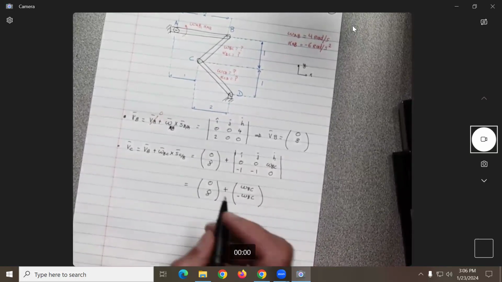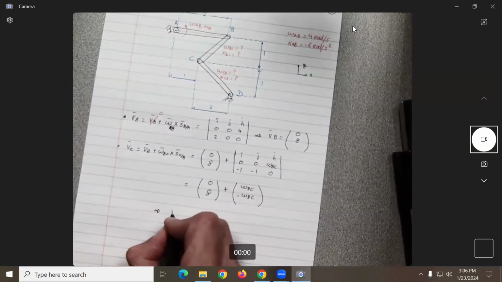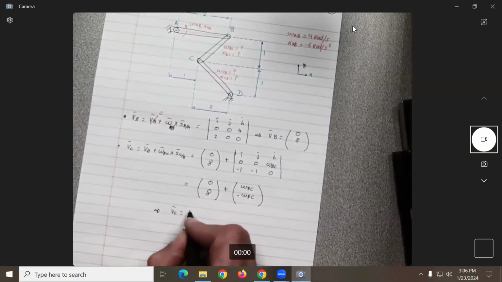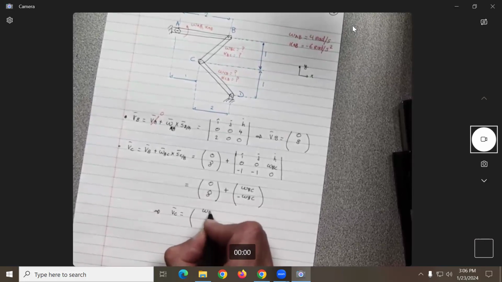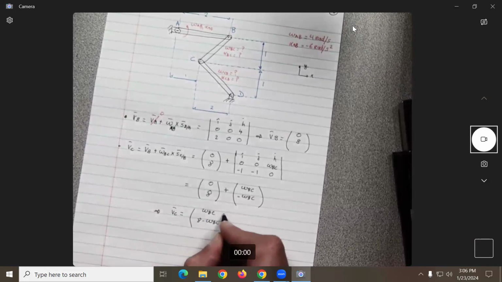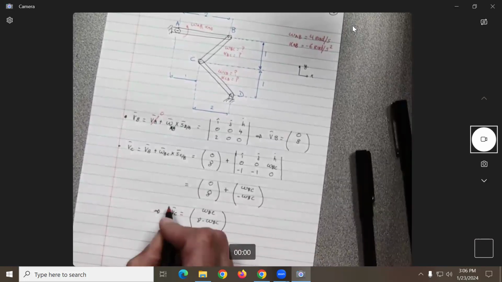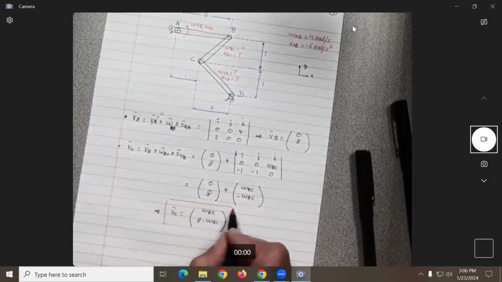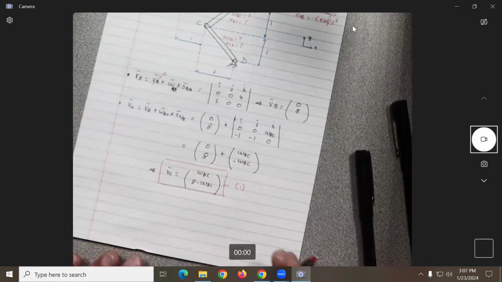Okay, so we have this. So basically this is going to give us what? VC will be equal to what? Omega BC times 8 minus omega BC. Equation 1.